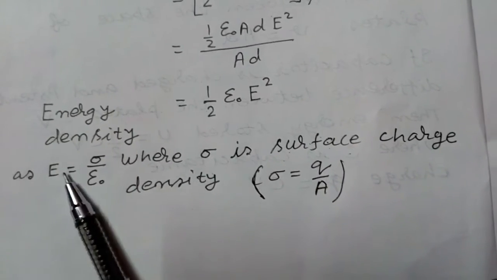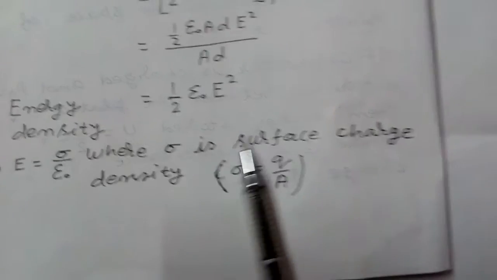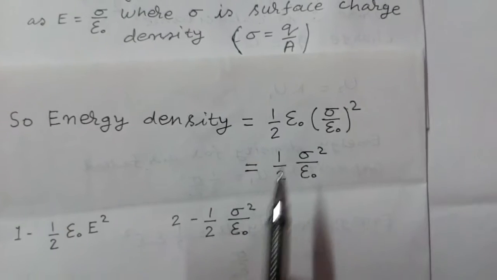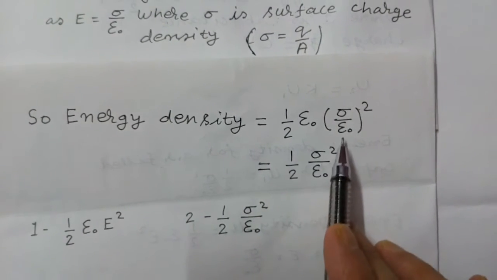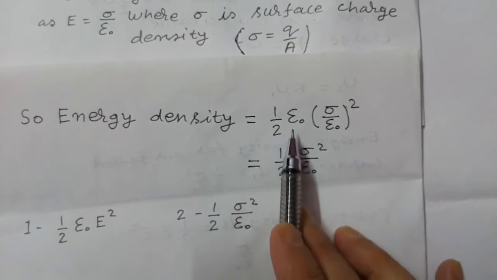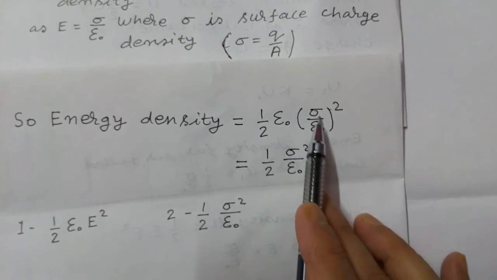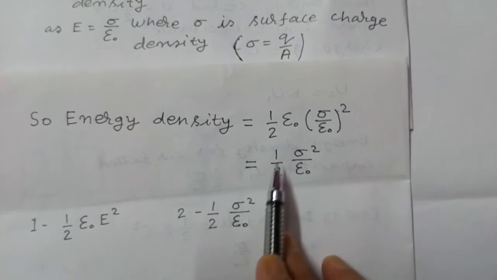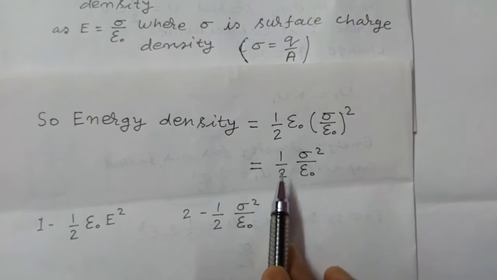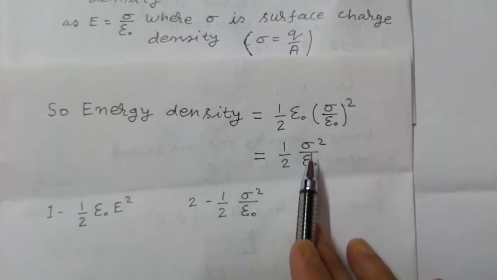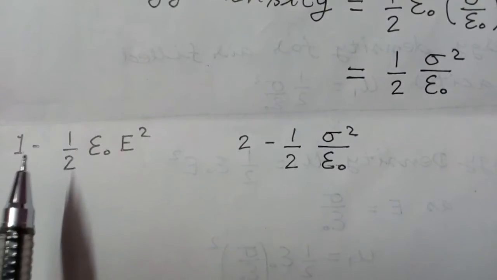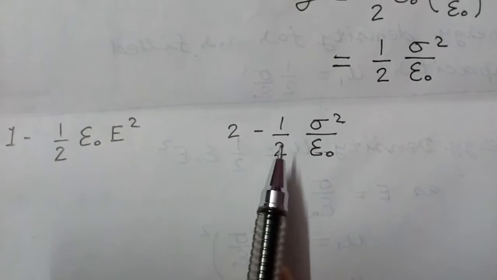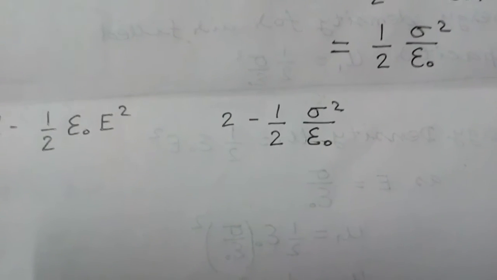Now we also know that E is equal to sigma upon epsilon naught, where sigma is surface charge density. Sigma is equal to Q by A. So in place of capital E, write sigma upon epsilon naught. So energy density is equal to half epsilon naught, inside the bracket sigma upon epsilon naught, bracket closed, whole square. So this is equal to half sigma square upon epsilon naught. This is expression in terms of surface charge density. So one expression or formula is half epsilon naught E square, and second expression or formula is half sigma square upon epsilon naught.